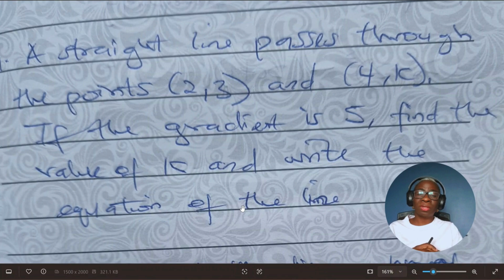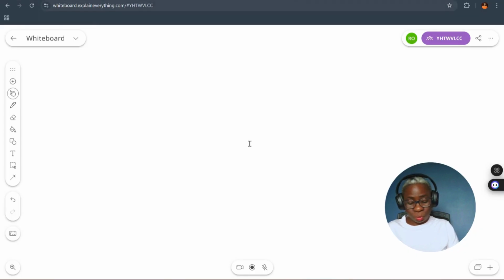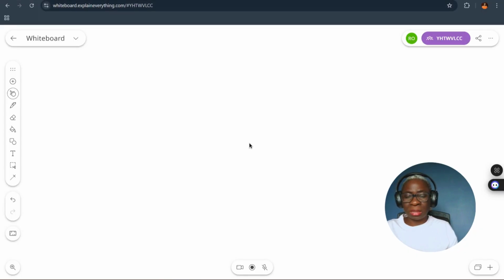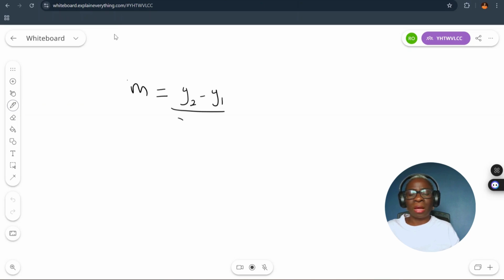We will have to solve this using the equation of the gradient of the line. From this question, you see that a straight line passes through the points. We have 2 points here. So this is the equation we will use: gradient, which is m. You know, gradient is m. m is equal to (y2 minus y1) over (x2 minus x1).